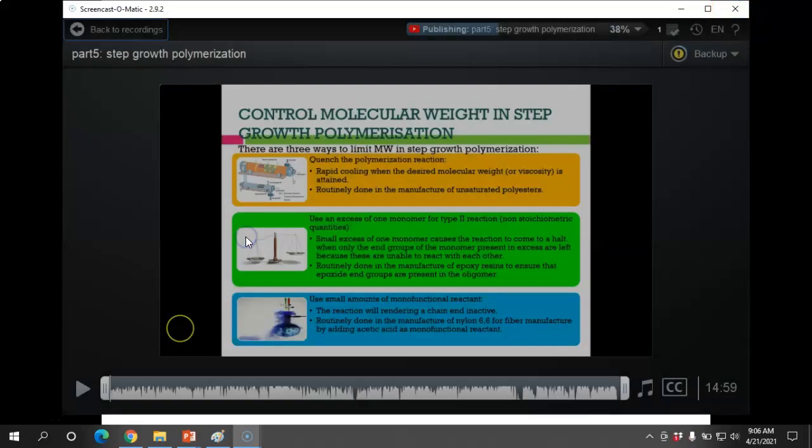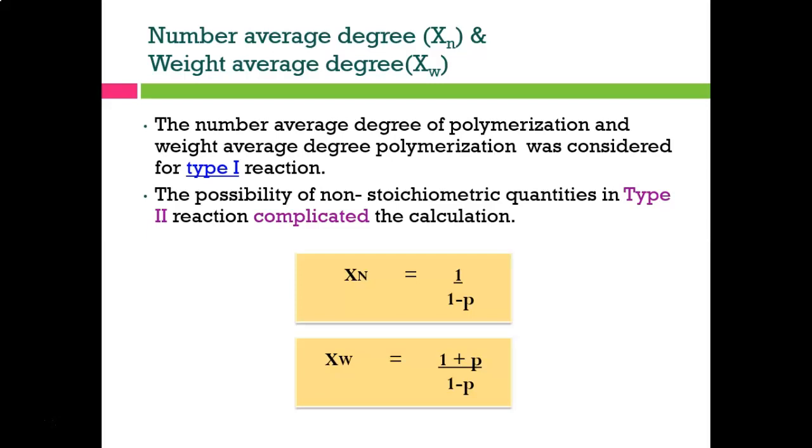Wabarakatuh. We proceed with the number average degree Xn and weight average degree, which is Xw. The number average degree of polymerization and weight average degree is considered for type 1 reaction. So type 1 reaction, can we recall what is type 1 reaction? It involves two different monomers, and each monomer possesses only one type of functional group. And the possibility of non-stoichiometric quantities in type 2 reaction is complicated.